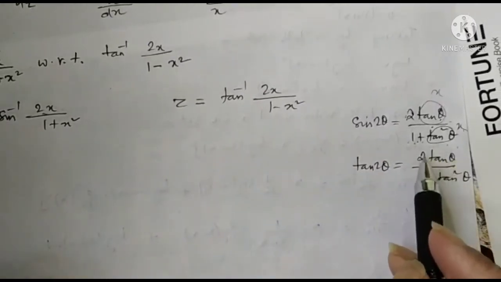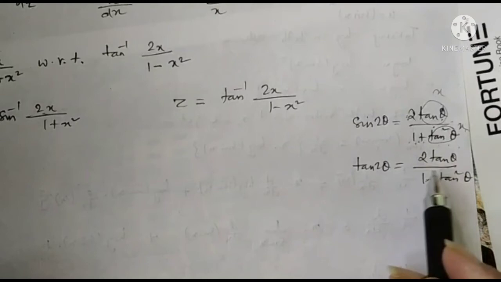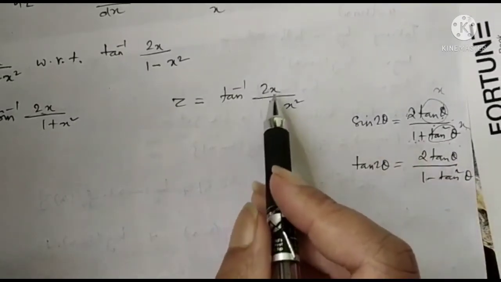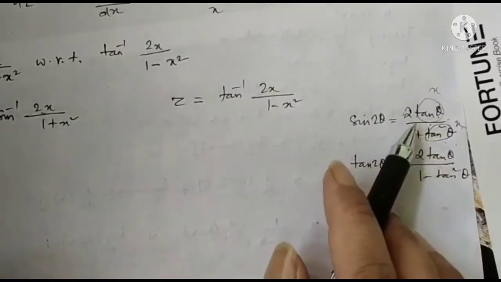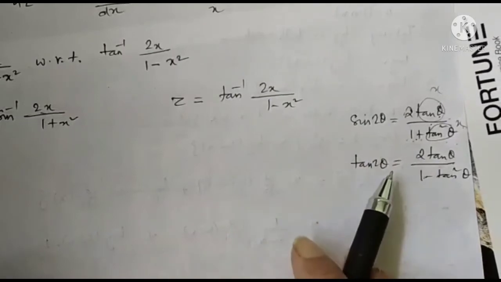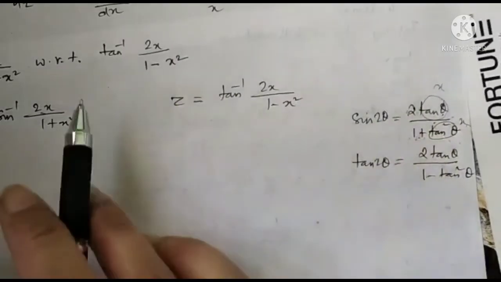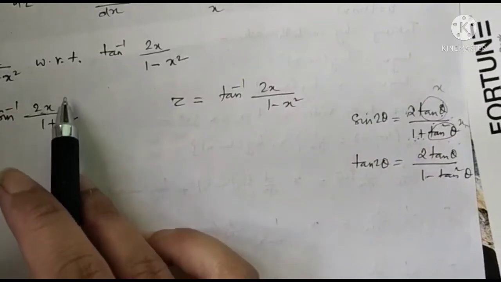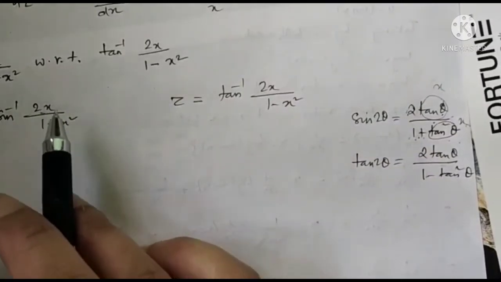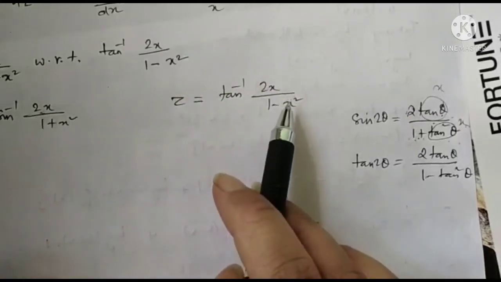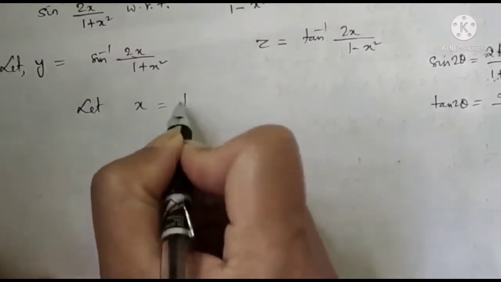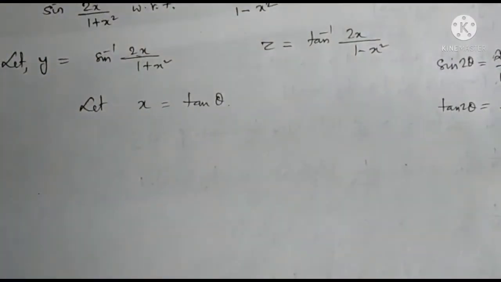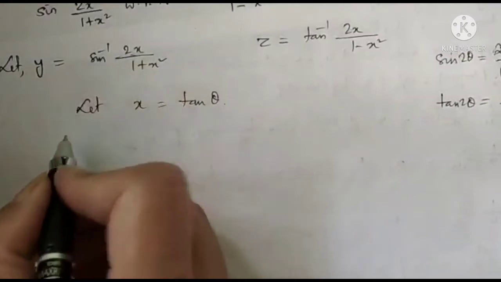Again, over here, in place of tan theta, if you had an x, it would be 2x upon 1 minus x square. So here I have 2x upon 1 minus x square. So these two are exactly in the form of the formulas of sine 2 theta and tan 2 theta. Only problem is that in place of tan theta, I'm having an x. So if I write tan theta in place of x, then these two will be converted into trigonometric formulas, correct? So what I will do is I'll simply write let x equal to tan theta.